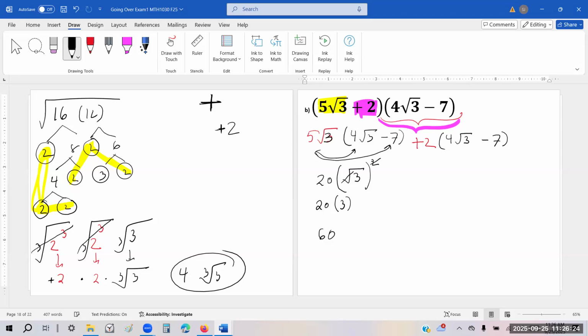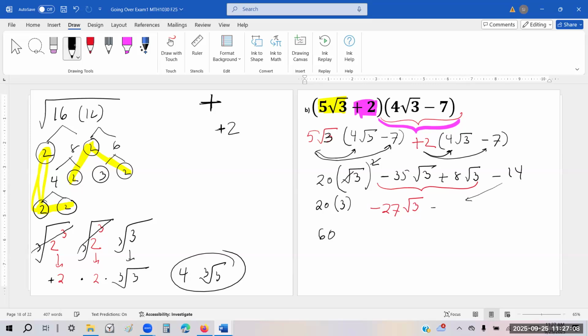Then when you multiply the second one, it's negative 35 radical 3. Sorry, radical 3, not cube root, my bad. And here plus 8 radical 3. And then minus 14. In the middle, we have like terms because they have the same radical 3. So you keep your radical 3, but you combine their coefficients. Negative 35, positive 8. How much do you get? Negative 27.